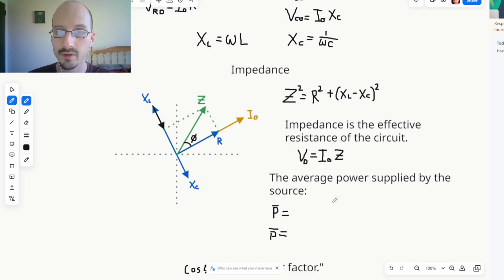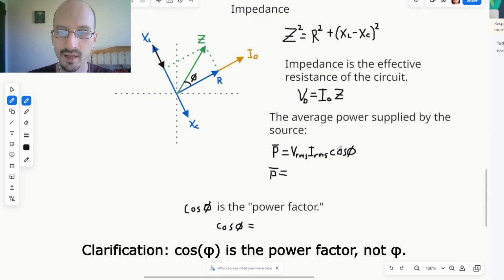The average power supplied by the source is equal to V RMS times I RMS. But again, remember last time we talked about power, it was the power used by an appliance or a resistor. This is the power supplied by the source, so it's slightly different. We have to multiply by the cosine of an angle. And this angle is the angle here between the impedance and the current. This angle is called the power factor.